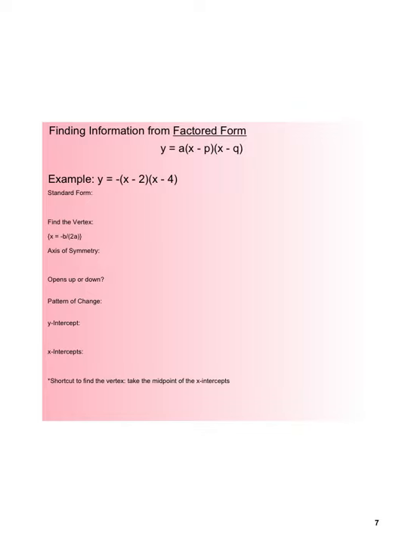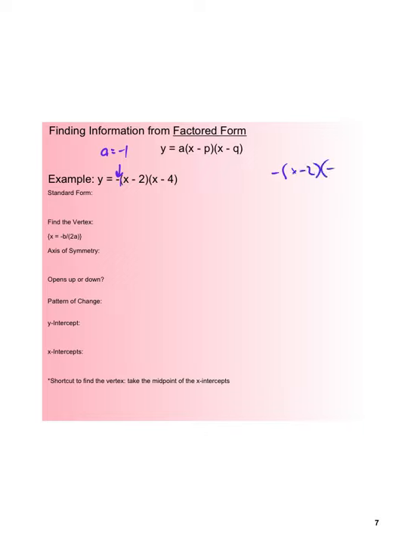Factored form, again, is really good for the x-intercepts, but it's a little trickier to find some of these other values. So to convert this over to standard form, again, you can see we have this negative up front. So that means our a here is actually a -1. We could put a 1 right in there if we wanted to.